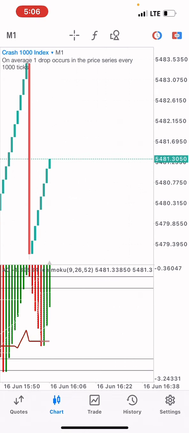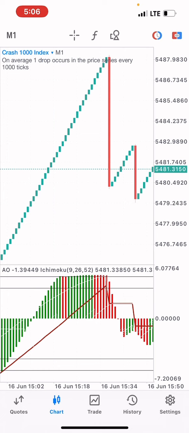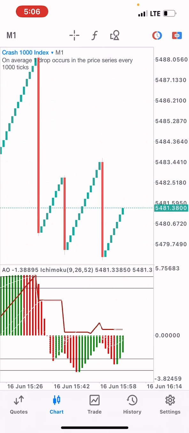So I said I was going to show you guys how it works for the Crash 1000 index market. Now it works the opposite way for the Crash 1000 index market. As usual, you're going to be looking to buy instead of selling. This time around, you're going to be buying the Crash 1000 index market instead of selling.